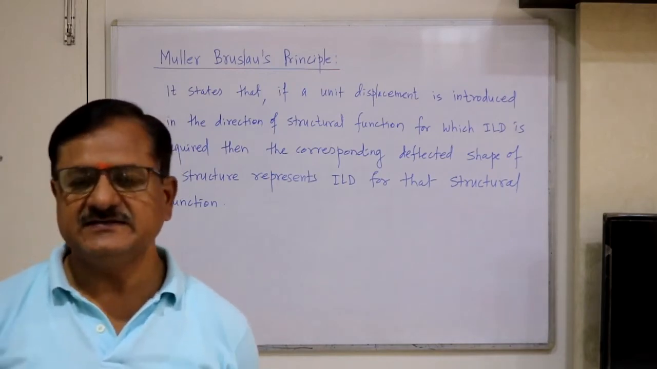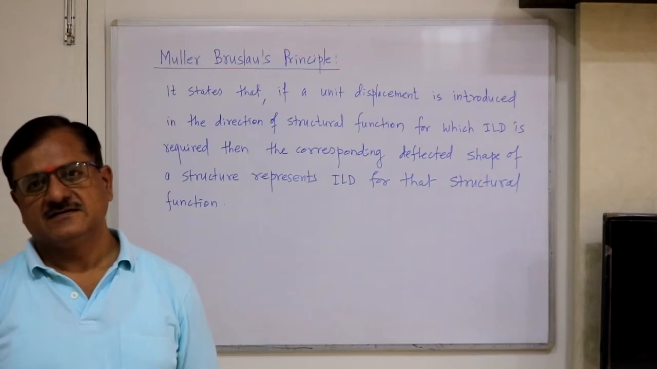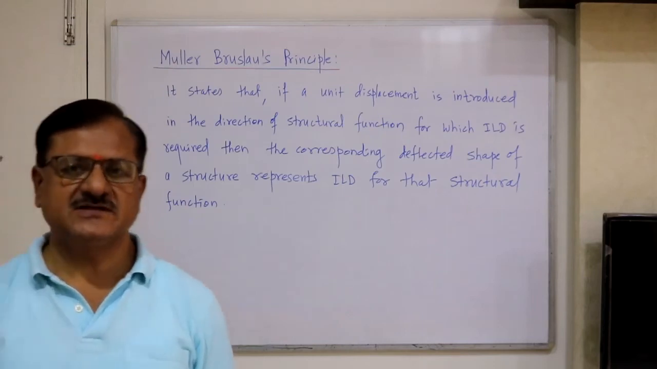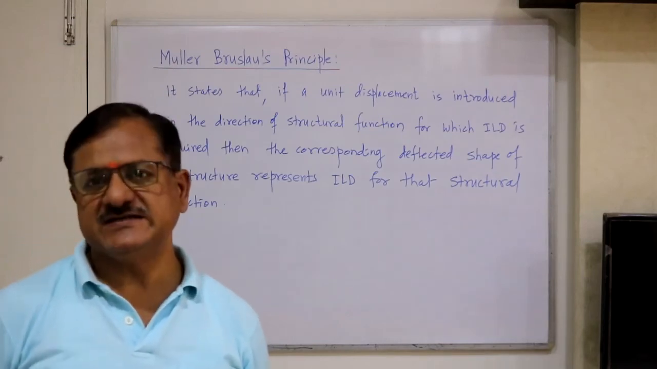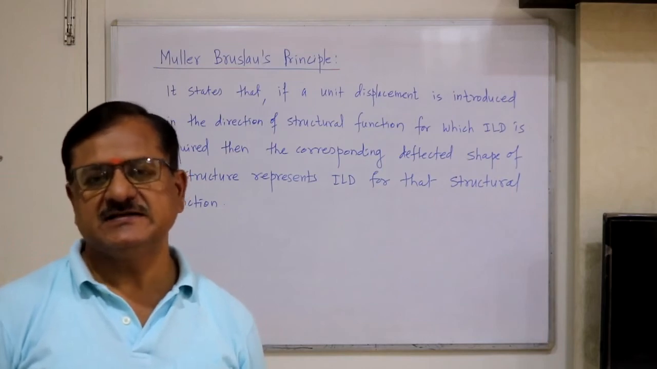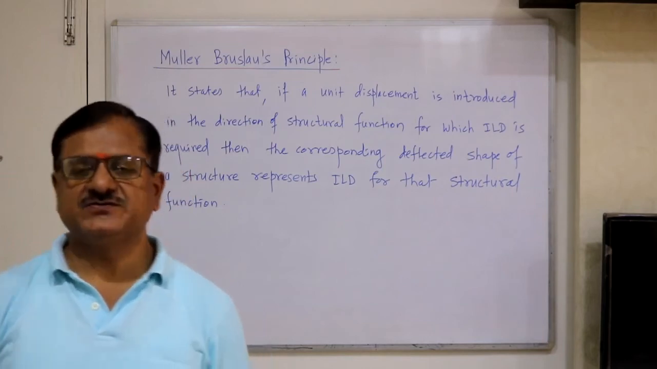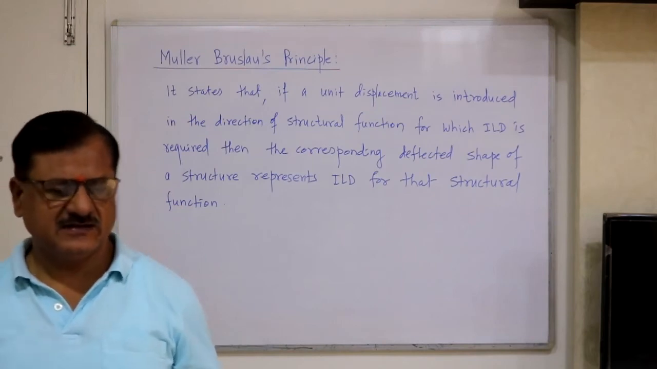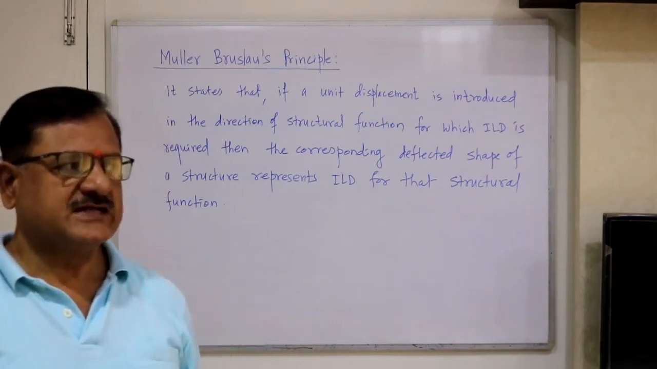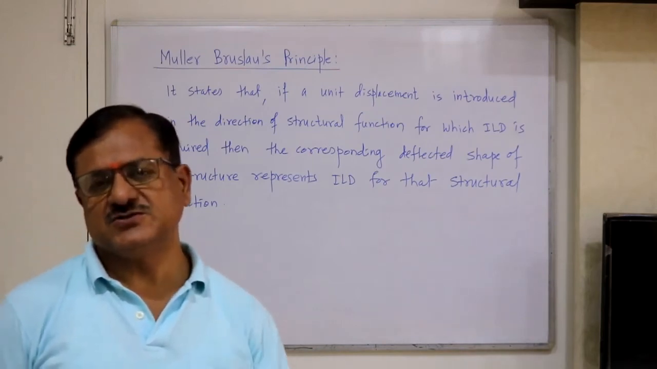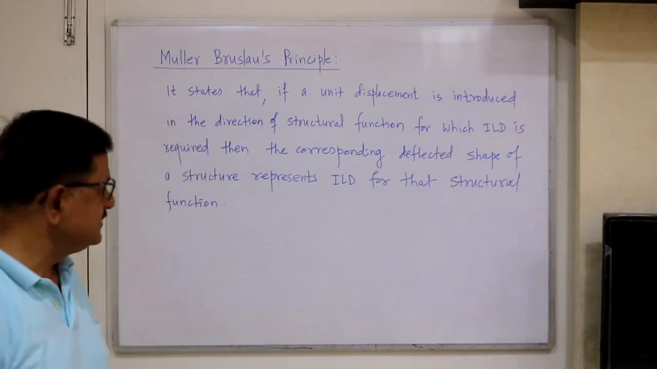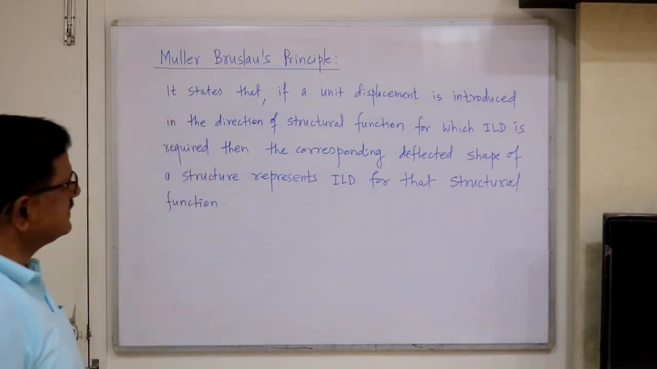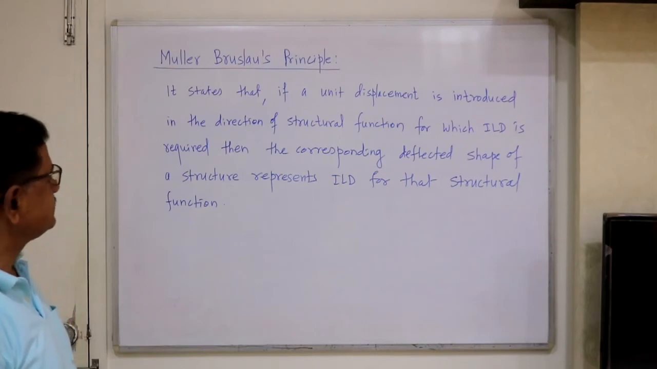If we obtain the deflected shape of the structure by introducing unit displacement in its own direction, then the influence line diagram is directly proportional to the deflected shape of the structure. So that is the alternate definition.